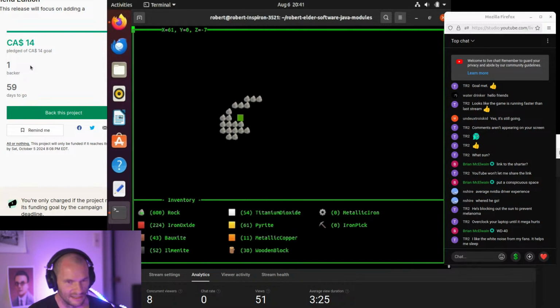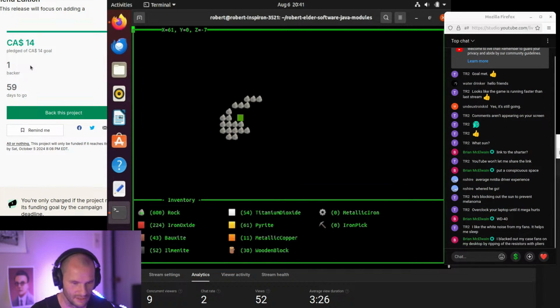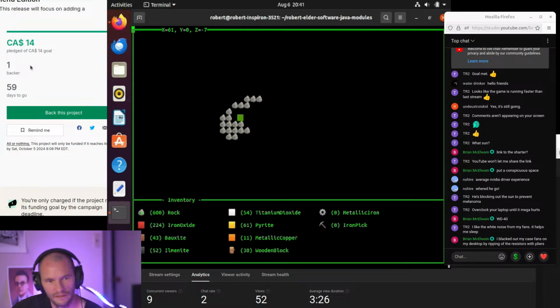WD-40. Yeah, I guess I spray lots of air into it, which helps a little bit to get some of the dust off. You can get a surprisingly high amount of caked-on dust that sticks to fan blades and whatnot. That makes a big difference in temperature and heat removal.